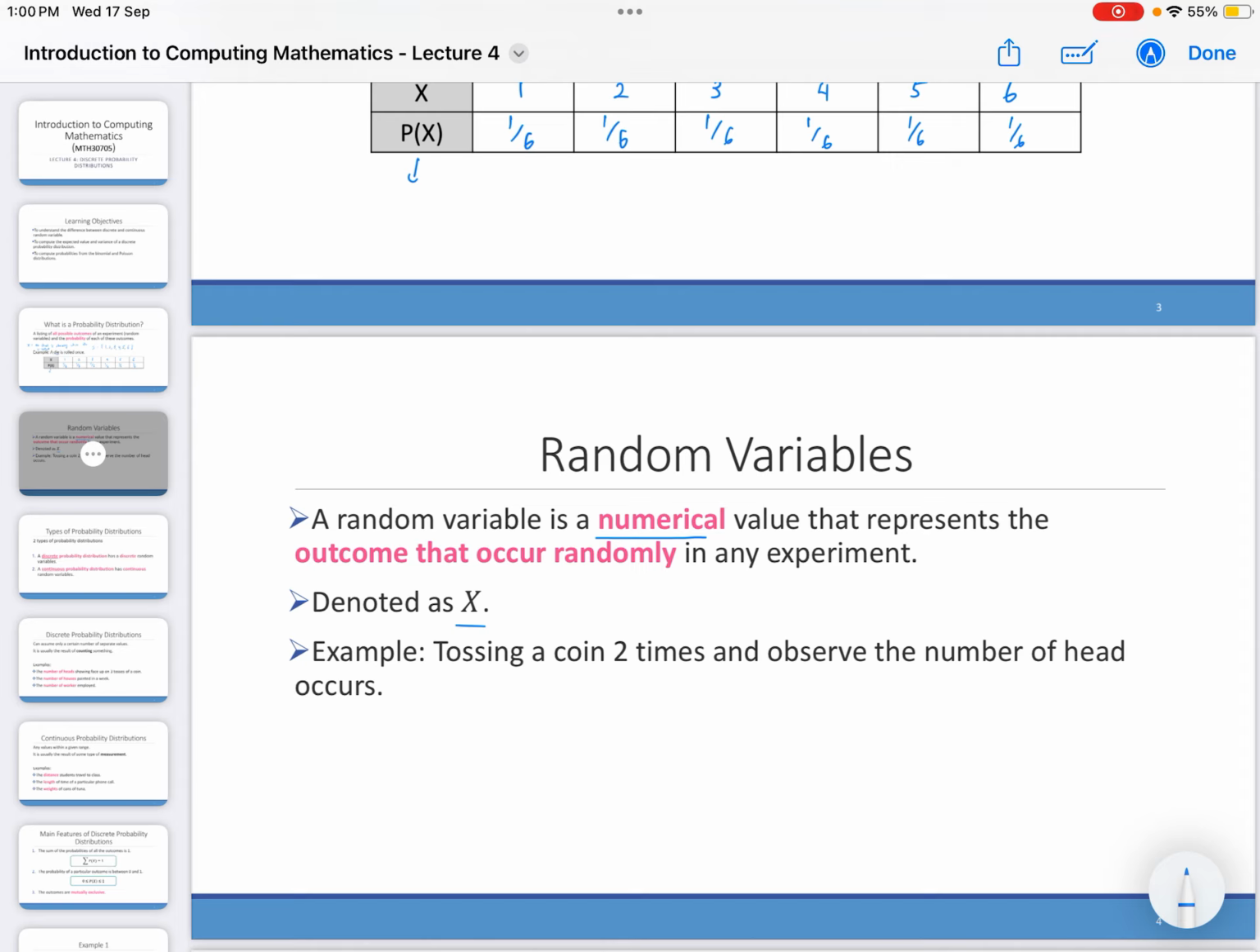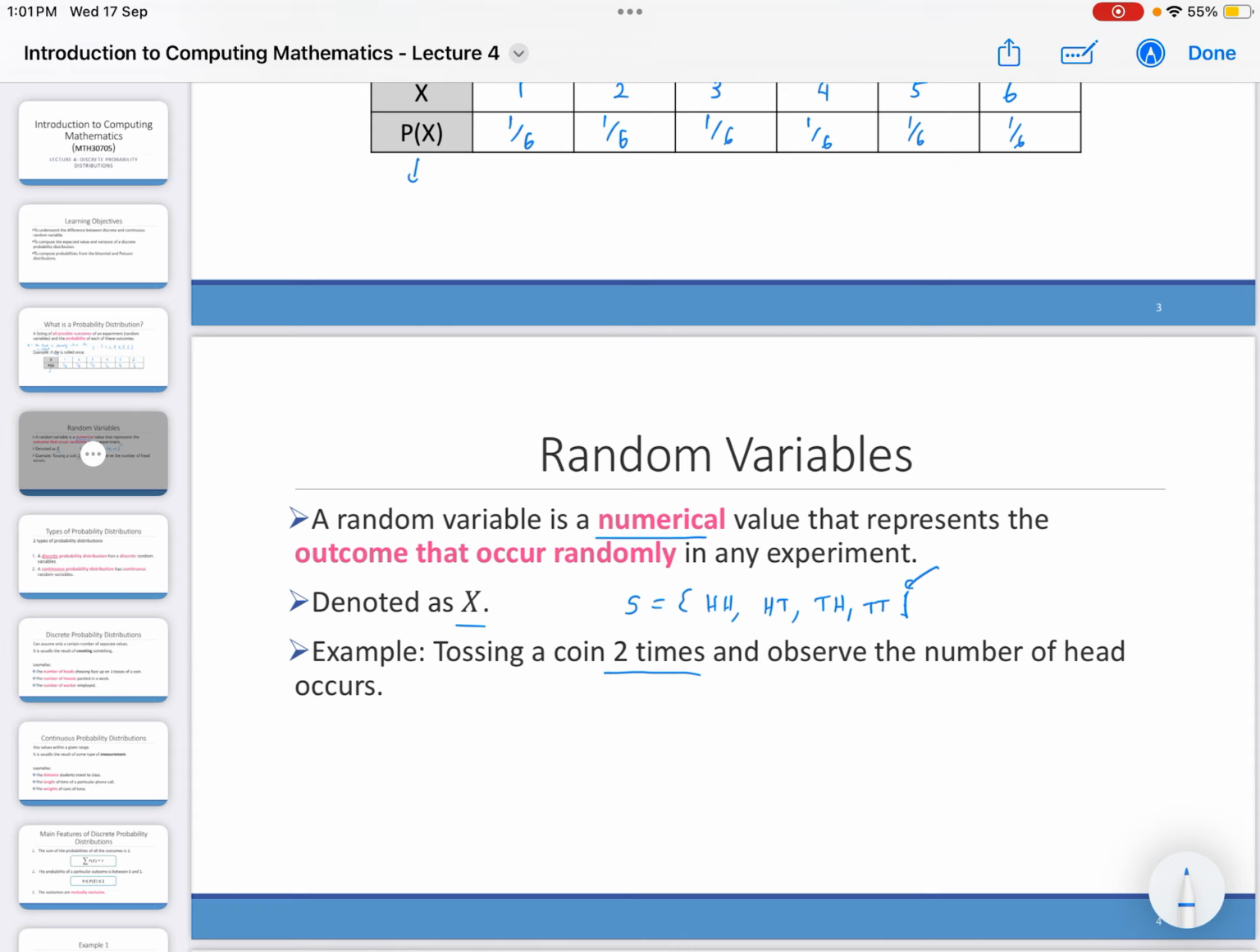Another example is tossing a coin 2 times. If you remember, if we toss a coin 2 times, the sample space will be head-head, head-tail, tail-head, or tail-tail. So these are all the sample space, all the possible outcomes. But remember, the random variable must be a numerical value. So this is not a numerical value, so this cannot be a random variable.